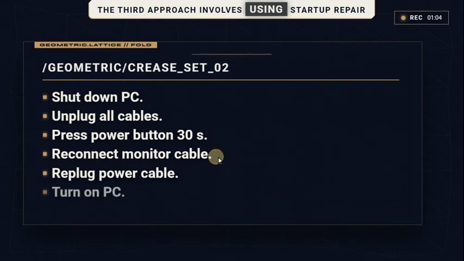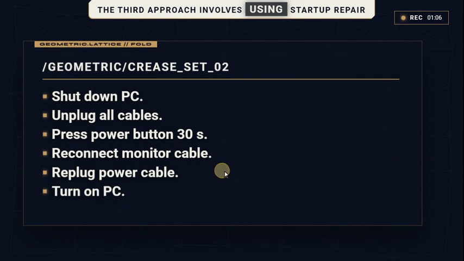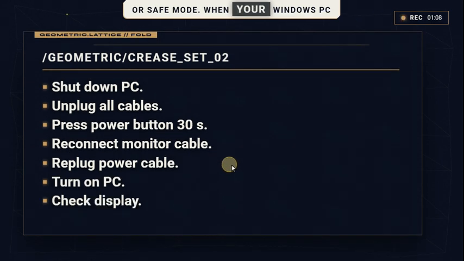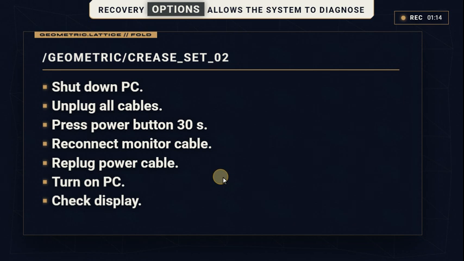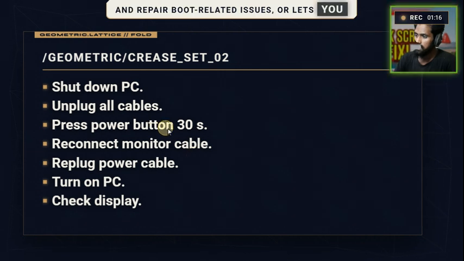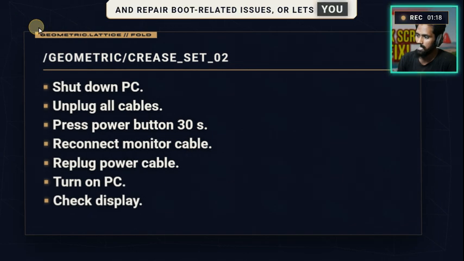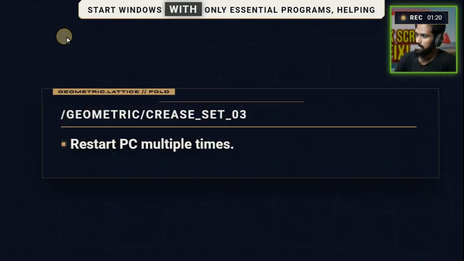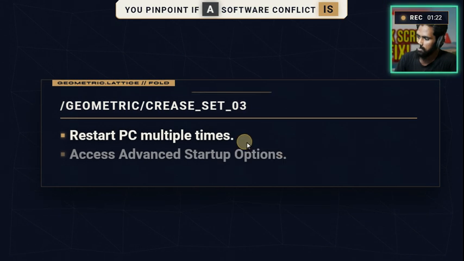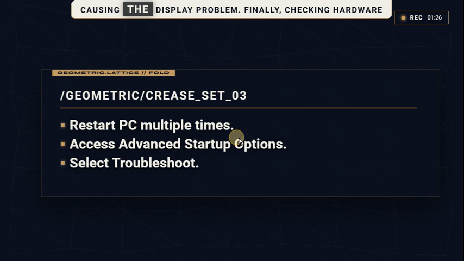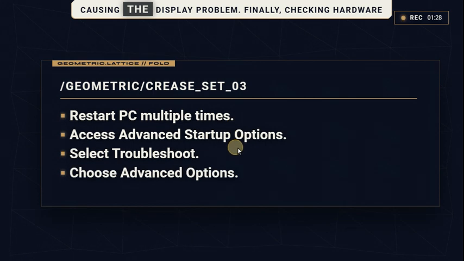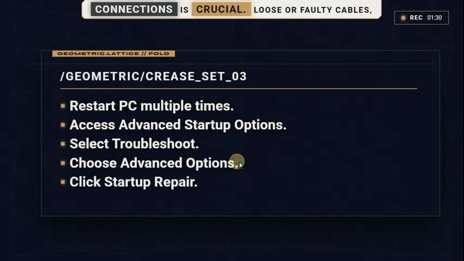The third approach involves using startup repair or safe mode. When your Windows PC fails to boot normally, accessing these special recovery options allows the system to diagnose and repair boot-related issues, or lets you start Windows with only essential programs, helping you pinpoint if a software conflict is causing the display problem. Finally, checking hardware connections is crucial.